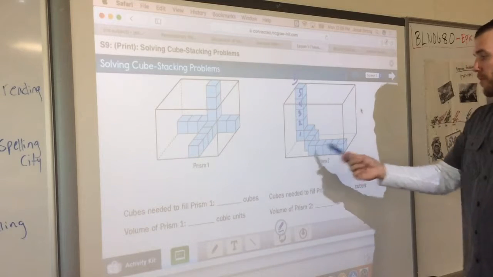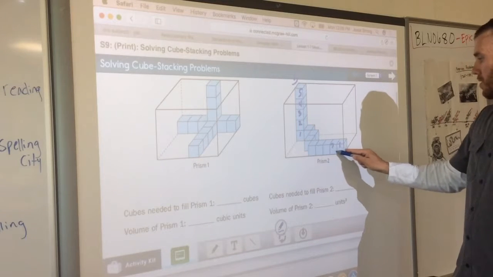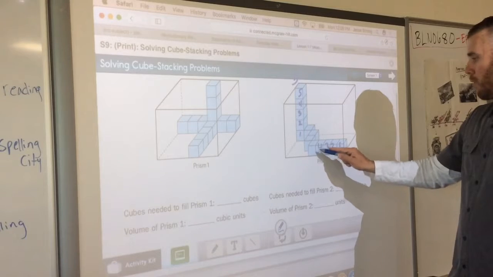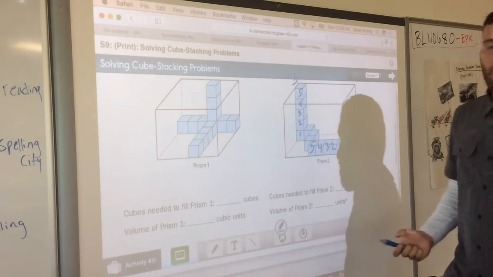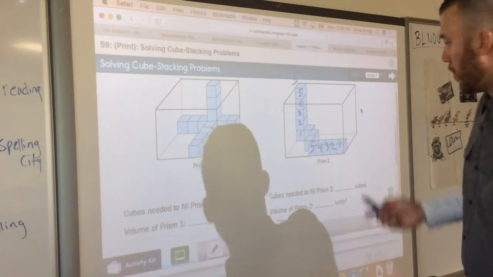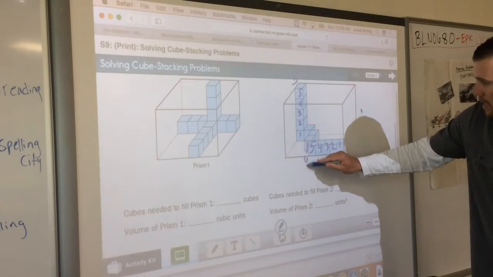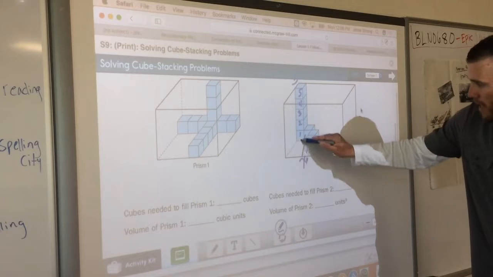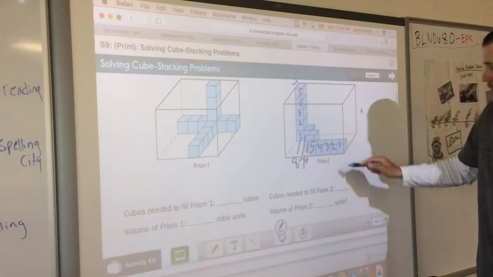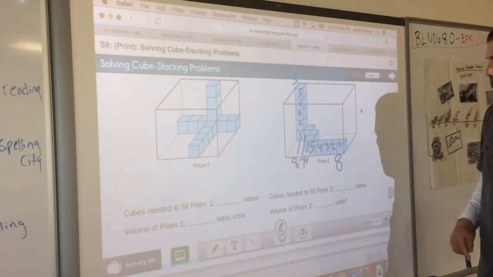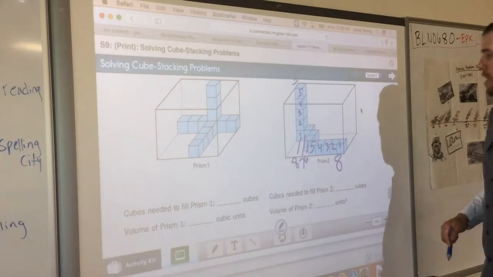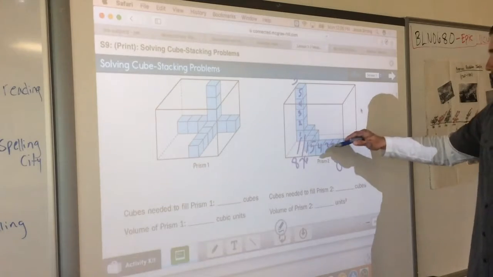Okay, let's see how many we have for length. Well, we have 1, 2, 3, 4, 5, but then it stops. But we can still keep going by measuring these here. So this would come down, this would be 6, 7, 8. So our length is 8. Okay? Now let's measure our width.